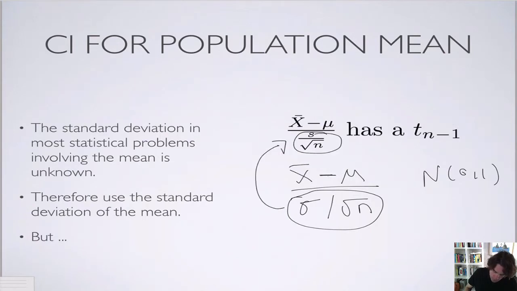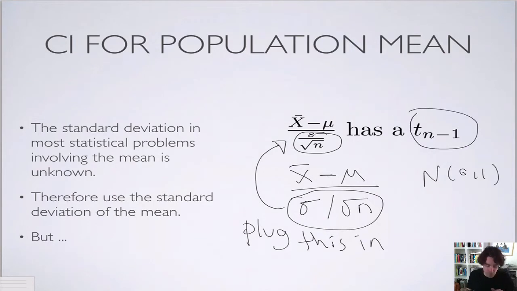So we plug this in. But then what happens is the distribution of x bar minus the population mean, divided by its standard deviation, is no longer normally distributed. It has a t distribution on n minus 1 degrees of freedom.